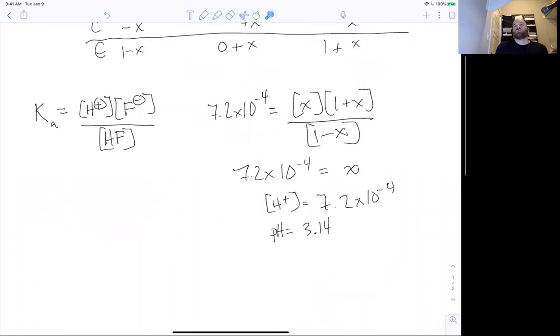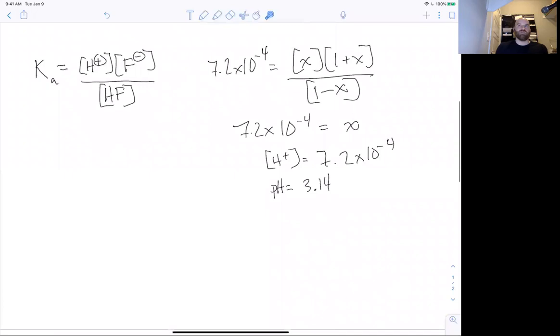So you can only assume X is small if the reverse reaction is occurring. You only are worried about X if the reaction itself is reversible and you have an equilibrium. I'm not sure if that answers your question. Okay, cool.